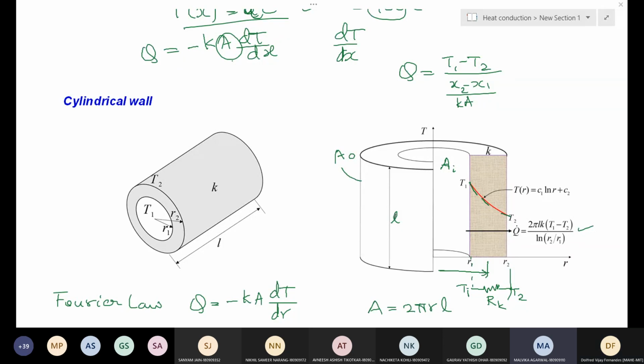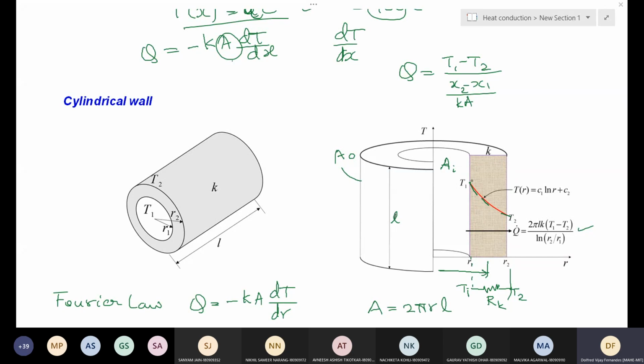Because in the resistance for cylindrical, we have a factor of 2 pi. Okay, that is one, but you can easily understand that the area will increase for the cylindrical case. And you know that area goes to the denominator in the resistance. So the resistance as you go radially outward will be decreasing, which means more heat transfer will take place in the case of the cylindrical wall.